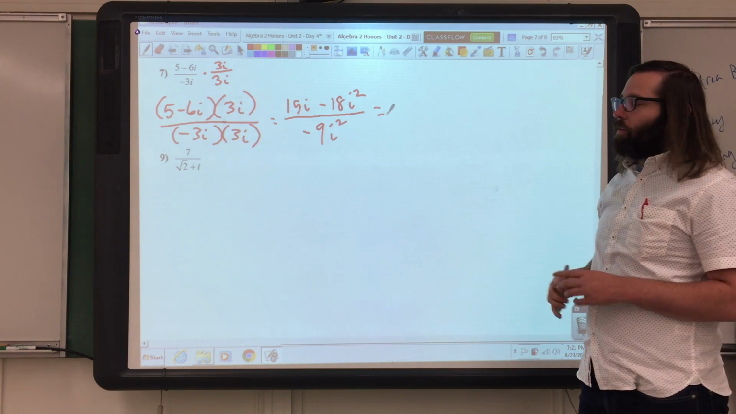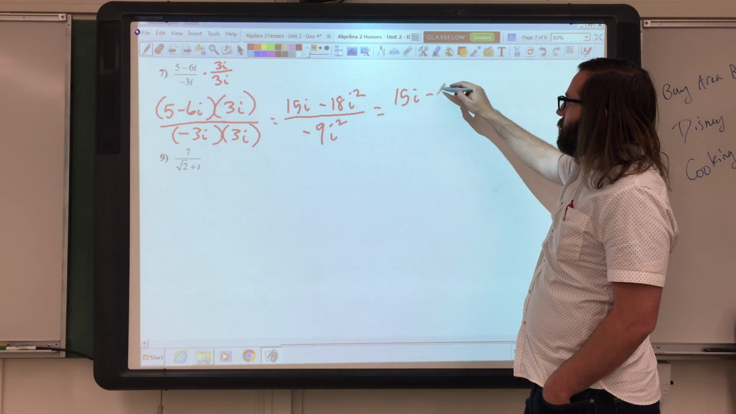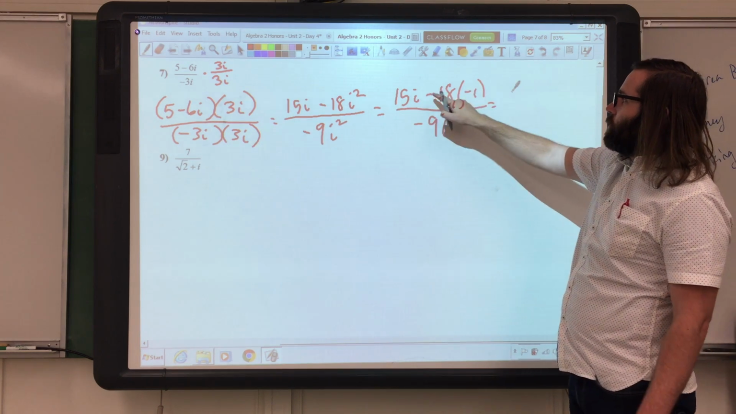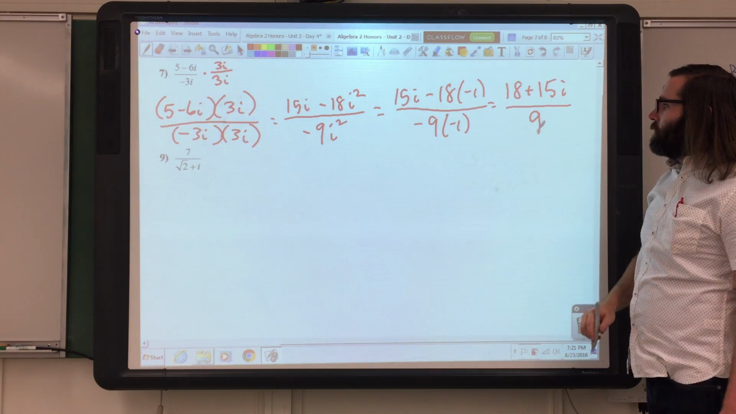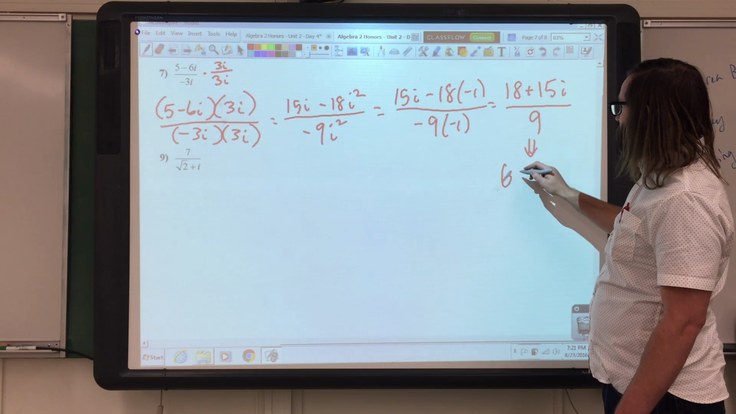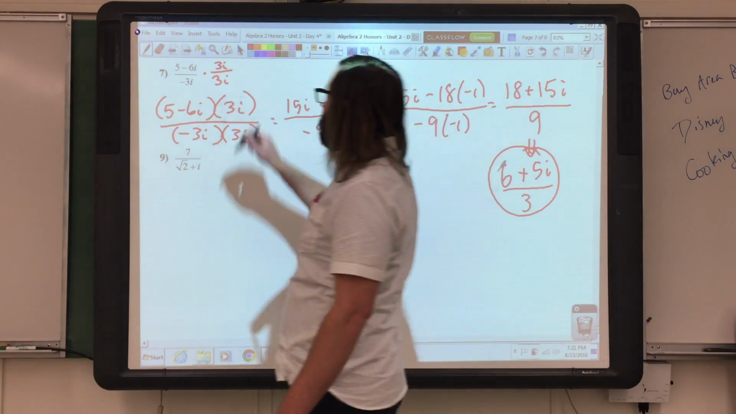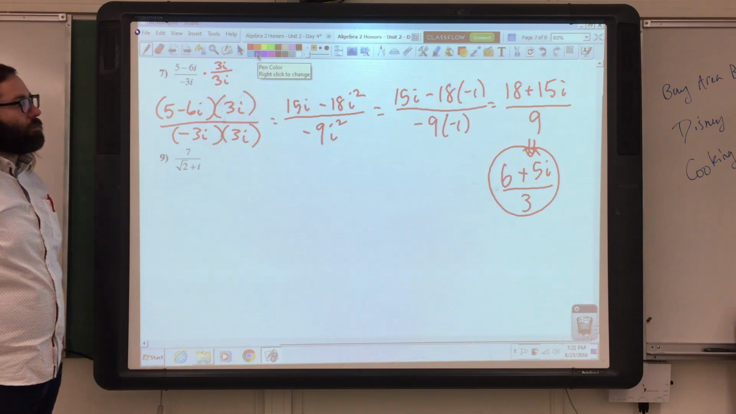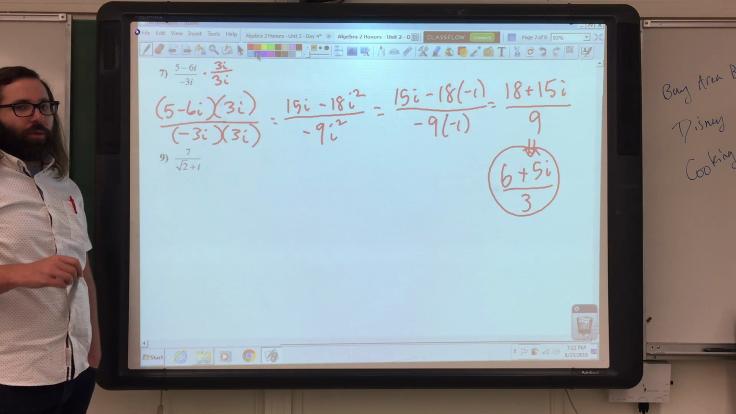i squared, not nearly as good as ice cream. Okay, so we're just going to substitute in. We got negative 1. And this makes it a positive 18, so 18 plus 15i all over 9. And you can simplify this by dividing out a 3, so you would get 6 plus 5i all over 3. Okay, be mindful of your negatives. This can trip up a lot of kids.